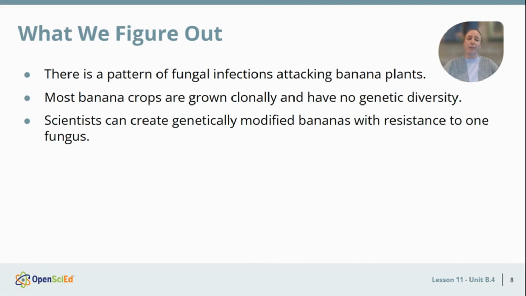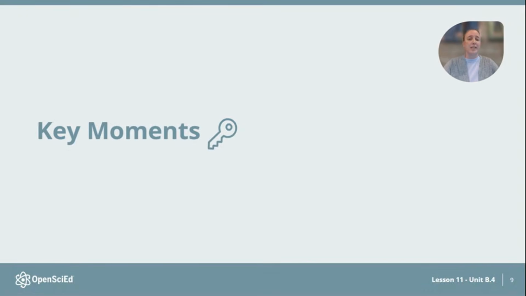We figure out a few things while completing our transfer task. First, there is a pattern of fungal infections attacking banana populations, which is dire as most banana crops are grown clonally and have no genetic diversity. We also figure out that scientists can create genetically modified bananas with resistance to one fungus to help farmers who only grow one variety of banana. Let's take a look at the key moments in Lesson 11.